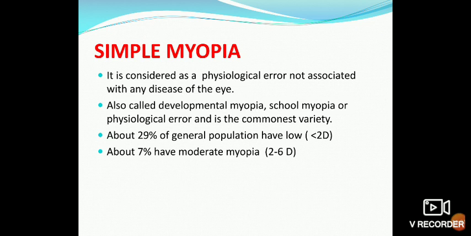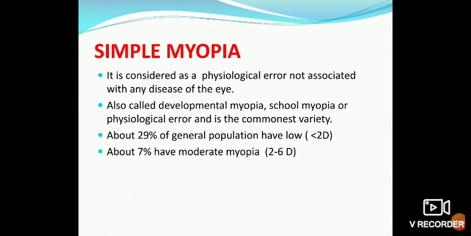Okay, and because of this increased growth in the eyeball, myopia will start appearing from the age of 8 to 10 years. But though there is increase in the axial length of eyeball, it is within the physiological error. So it is also because of this that it is called developmental myopia or school myopia. About 29% of the general population have low myopia, that is less than 2 diopter.